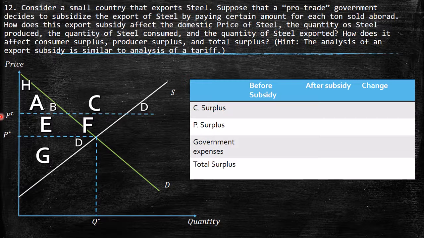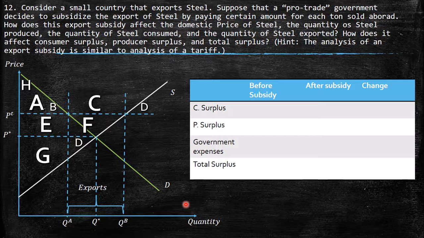So as you can figure out here, this is an exporting country. This QI is going to be the quantity demanded domestically at this price, and this is going to be the quantity supplied at this price. So this difference, QB minus QA, is considered the export. Here we have the PT prime, which is basically the subsidy.